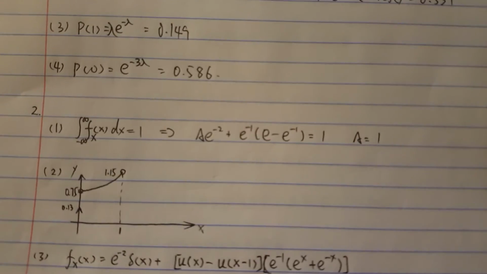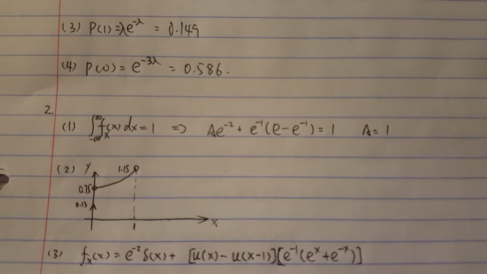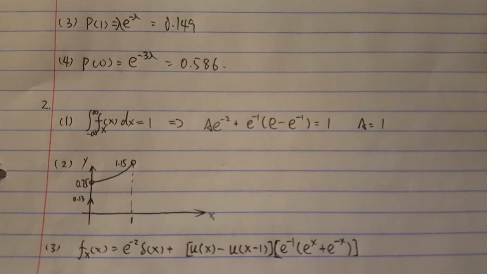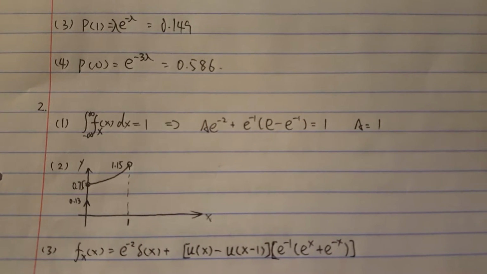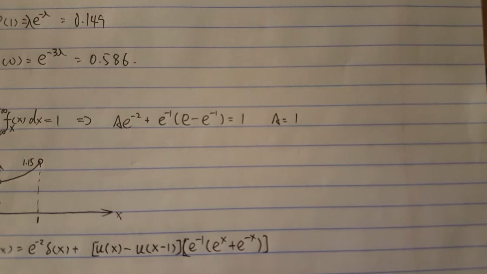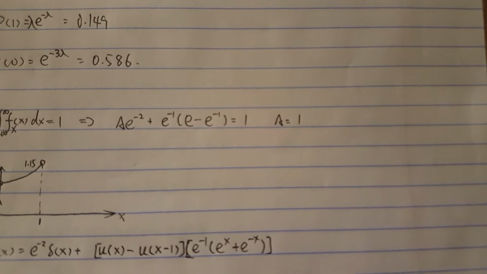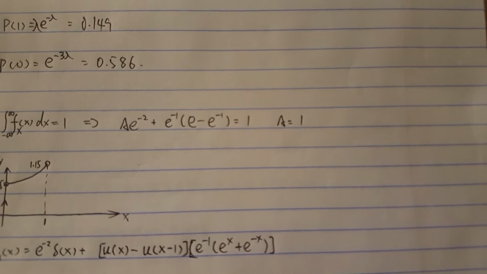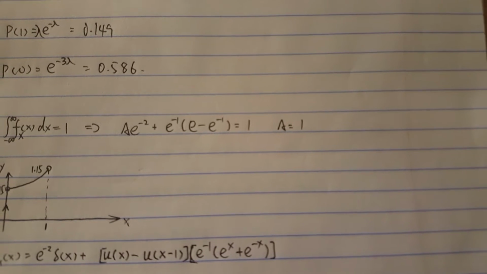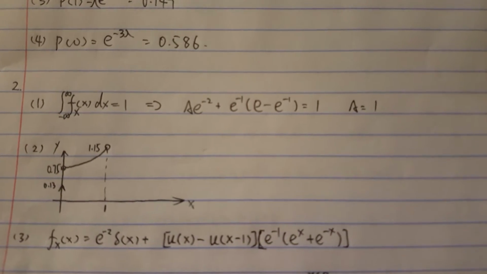How to get a valid density? It means that the integral of f(x) from minus infinity to infinity is equal to 1. So we can get this equation: a times (e^2 minus 2 plus e^2 minus 1) times (e minus e^2 minus 1) is just equal to 1. Through this equation, we get a equals 1.